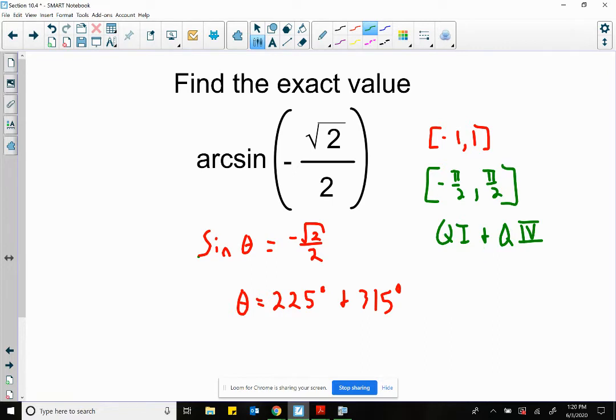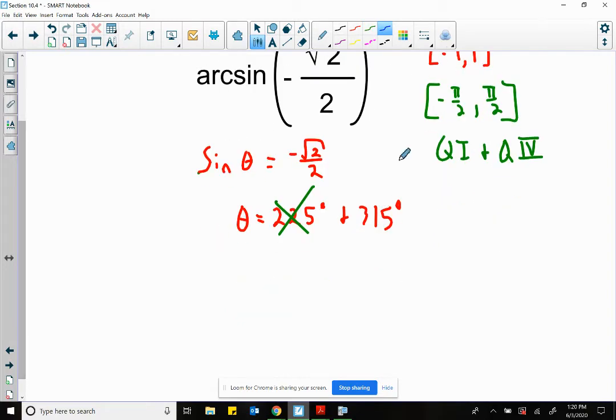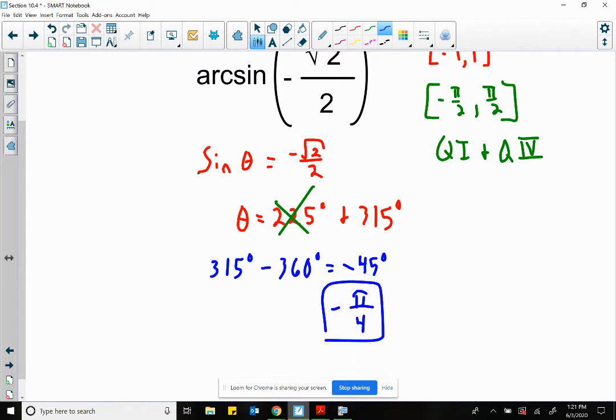So again, according to the quadrants, you have to throw 225 out. This angle is too big for this, so we're going to subtract 315 from 360. That will give us negative 45 degrees. And in radians, that is negative pi over 4. Okay?